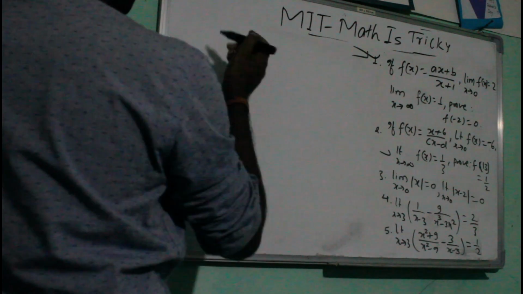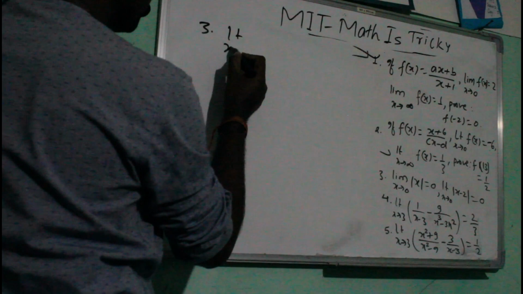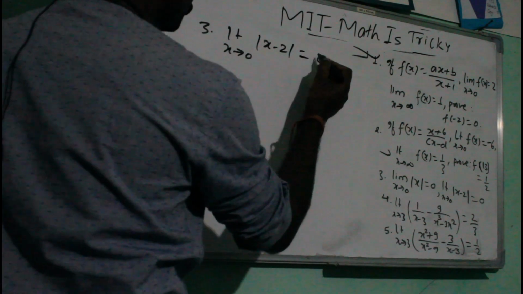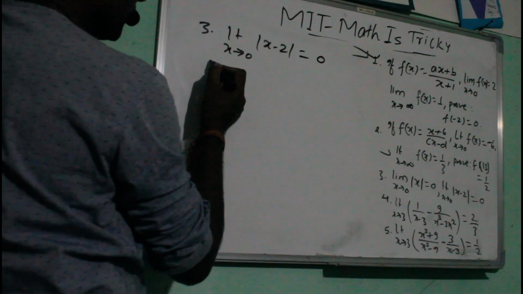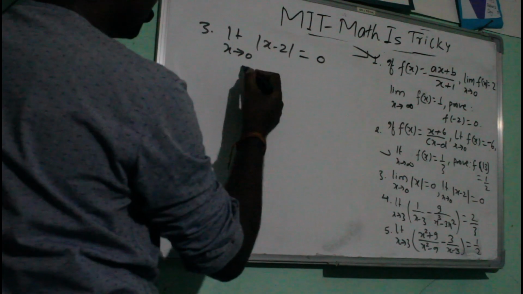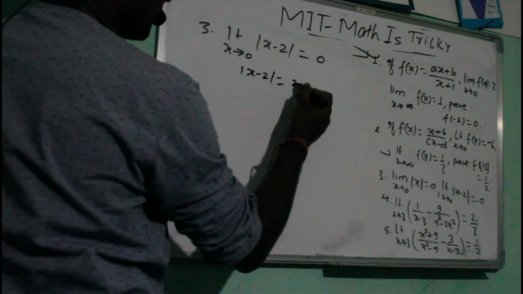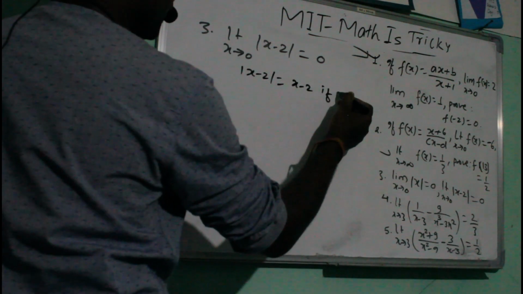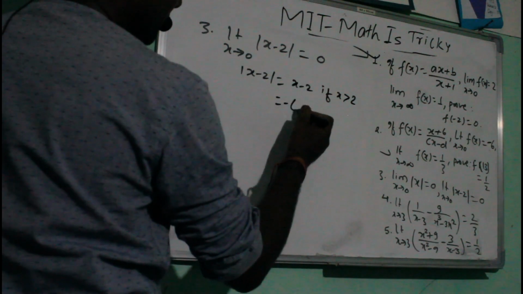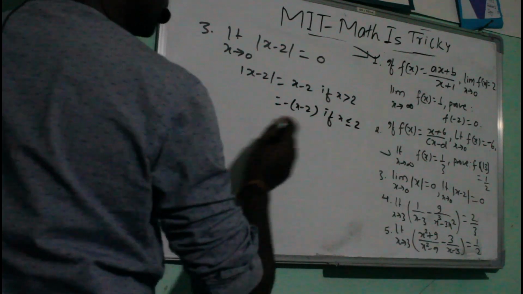And then let's continue this video. Question number 3. We are going to prove limit x tends to 2 modulus x minus 2 equals 0. Okay, for this, let's find here left hand limit and right hand limit. For that, we need the value of modulus x minus 2. It is x minus 2 if x is greater than 2, and minus x minus 2 if x is less than or equal to 2.